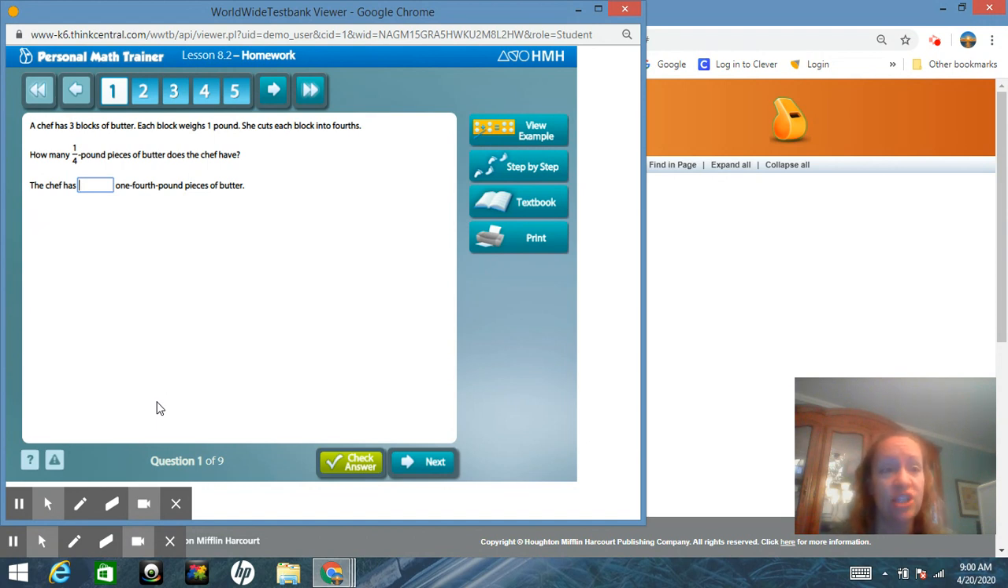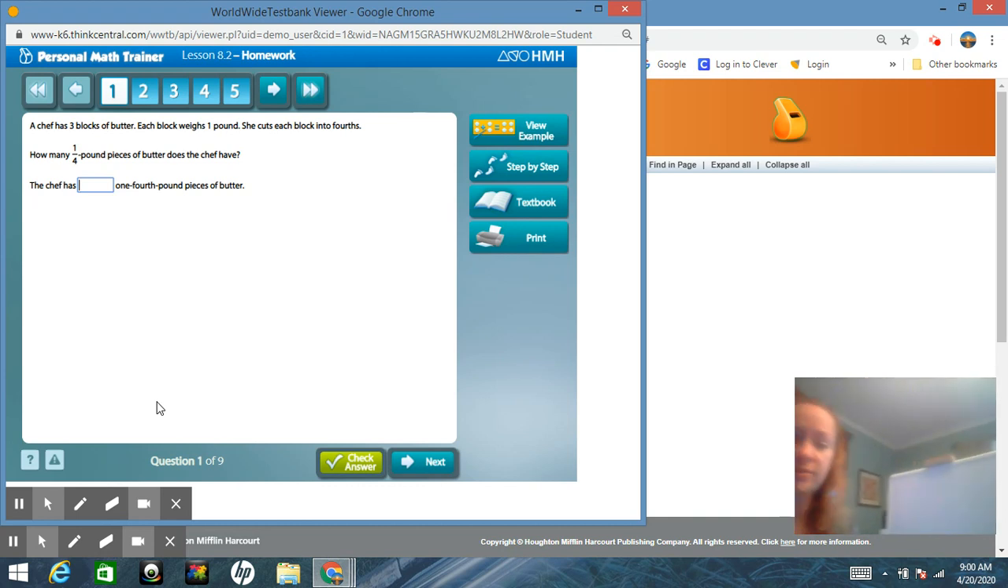My problem says a chef has 3 blocks of butter. Each block weighs 1 pound. She cuts each block into fourths. How many 1/4 pounds of butter does she have? Again, you could do the methods. We use a model, number line, or you could do the KFC method. So let's look at how to solve this first problem.